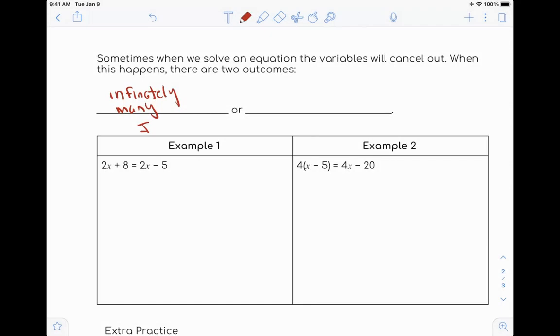And it's called an identity. Or no solution. And sometimes people will call that the null set or the empty set. And it looks like a 0 with a dash through it.